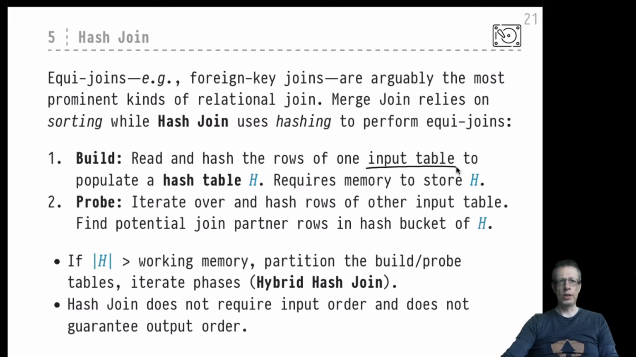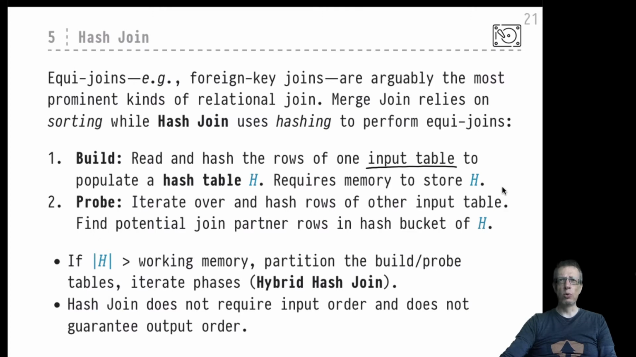In the nested loop join case, we had inner and outer tables. In the merge join case, we had left and right tables. Now in the hash join case, we are talking of a build table that we will use to populate the hash table H, and then a probe table, the other table, whose rows we will read and then check against the rows that have been placed in the hash table for particular join partners.